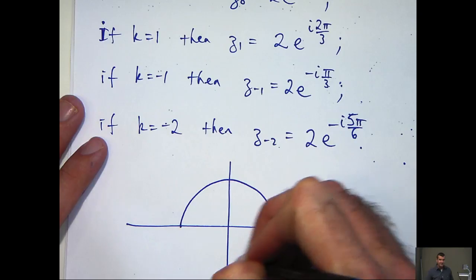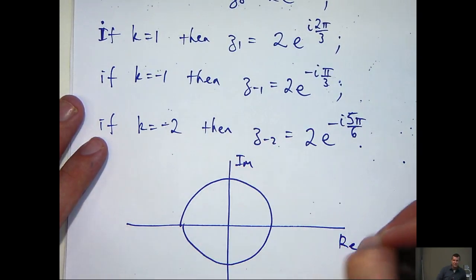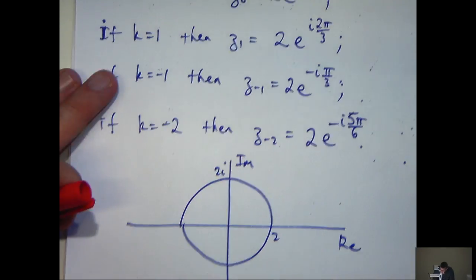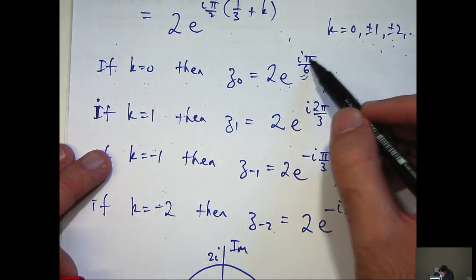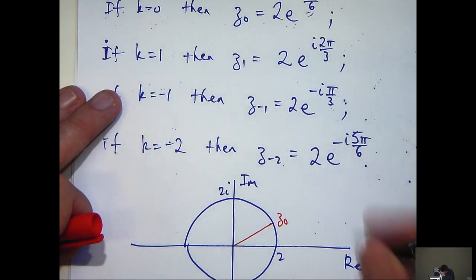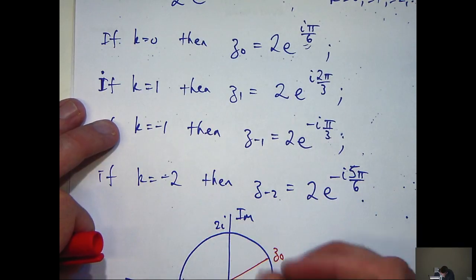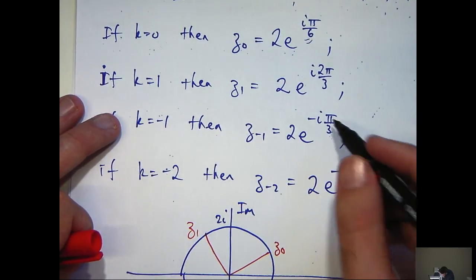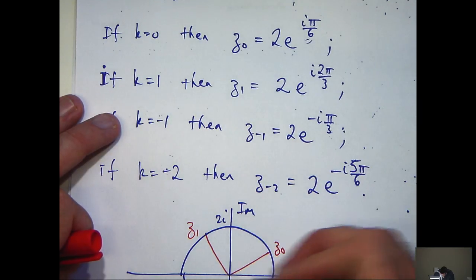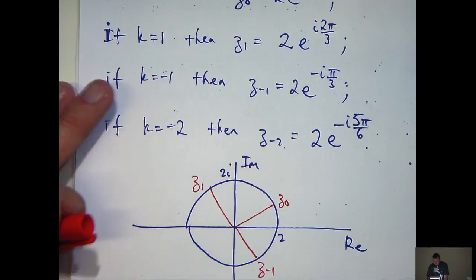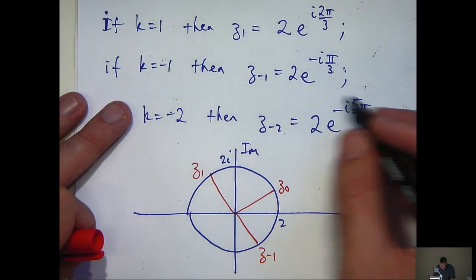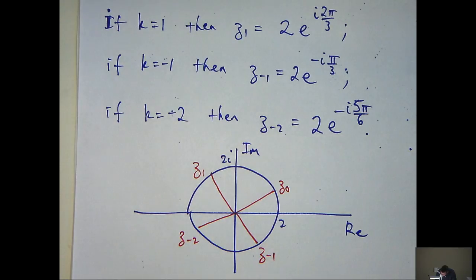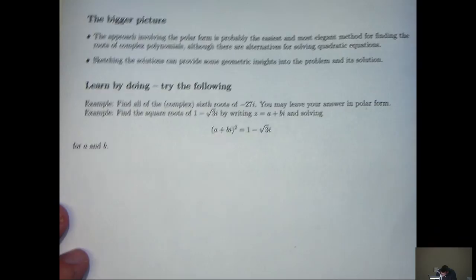So I'm going out 2 units. Okay, and I'm going to plot my various solutions. So I'll go 2 units and rotate anti-clockwise pi on 6 radians. So that would be Z0. Then I go out 2 units and rotate 2 pi on 3 radians. So this would be Z1. Again, I rotate pi on 3 in the clockwise direction to get Z sub minus 1, and keep on going to get Z sub minus 2.